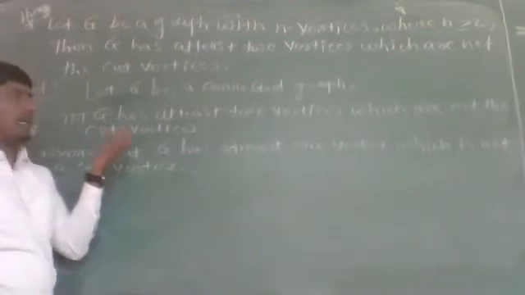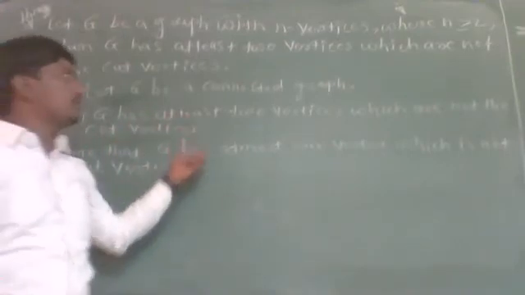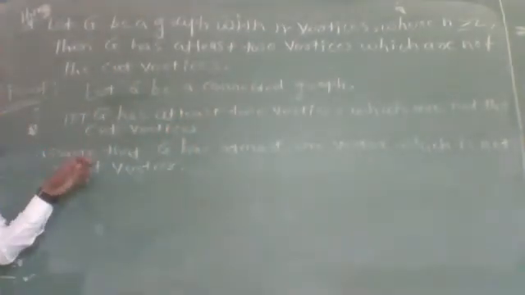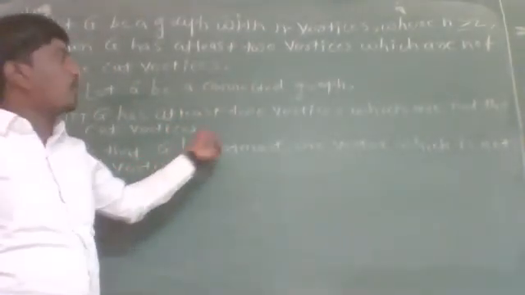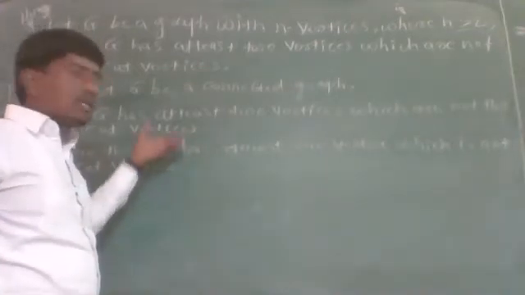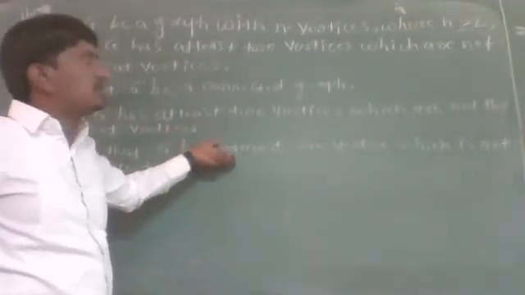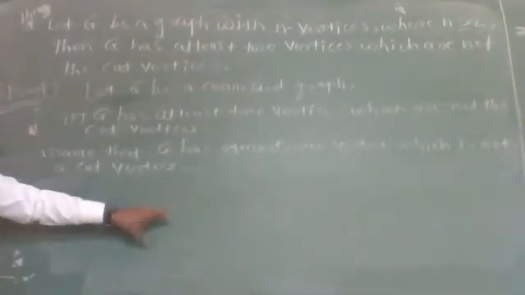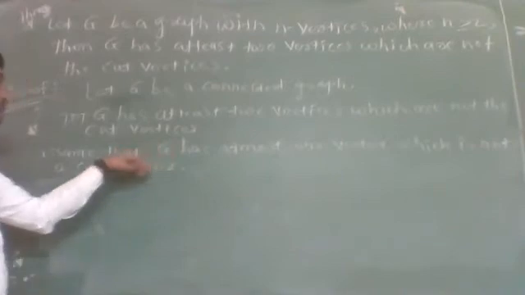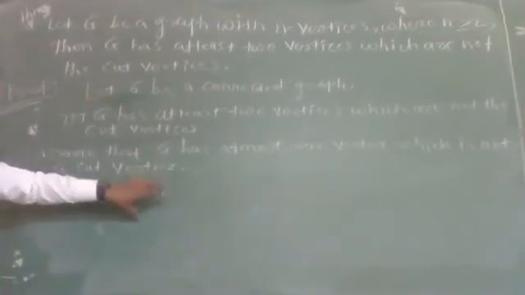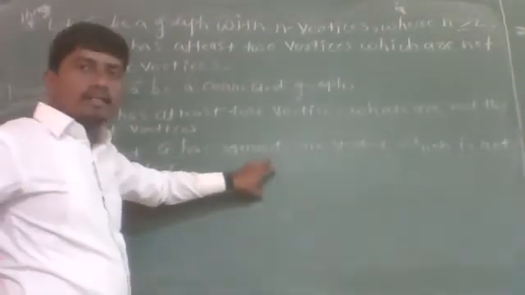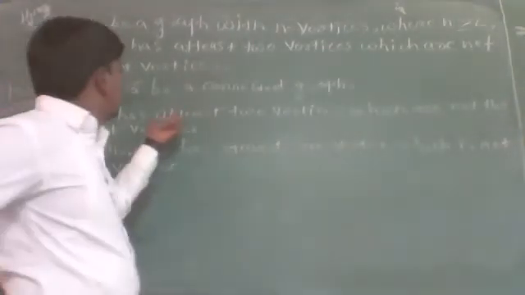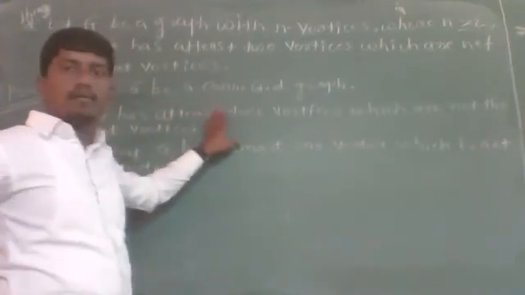Actually, we have to prove that the graph G has at least 2 vertices which are not cut vertices. To prove this, we assume the contradiction that G has at most one vertex which is not a cut vertex. If we get a contradiction, and this contradiction arises due to our wrong assumption, then it is easy to conclude that G has at least 2 vertices which are not cut vertices.